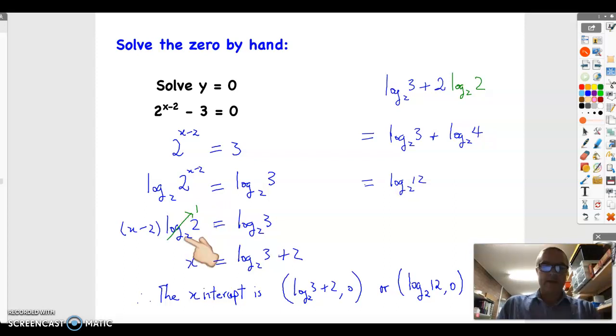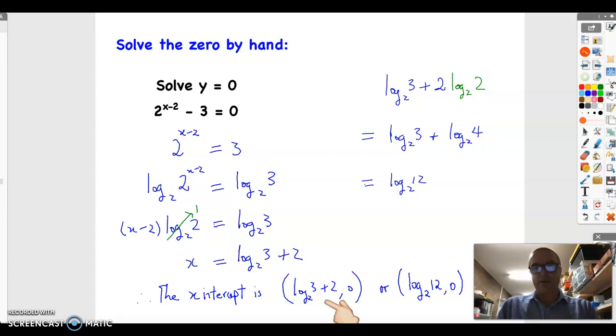Another log law, that section there is going to simplify to 1, and that was the whole point behind choosing the base of 2 in the first place. And we get an exact value of x, which is the log of 3 plus 2. And it's quite okay to write the x-intercept in that way.